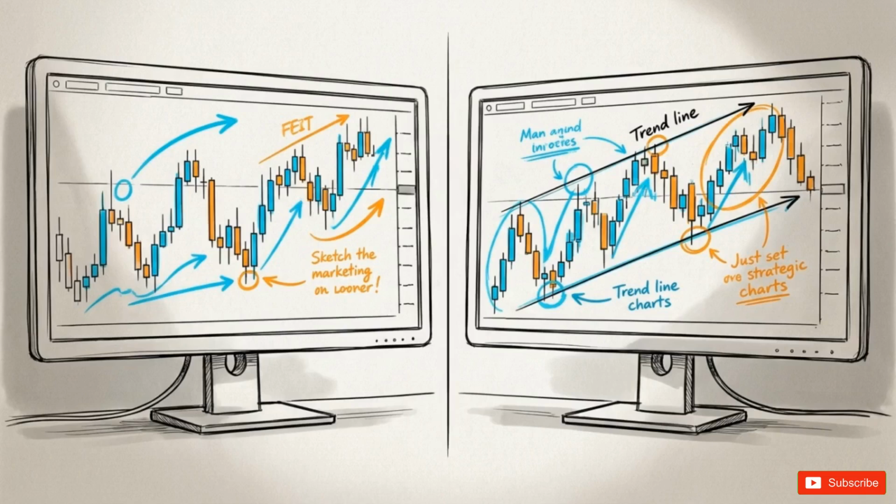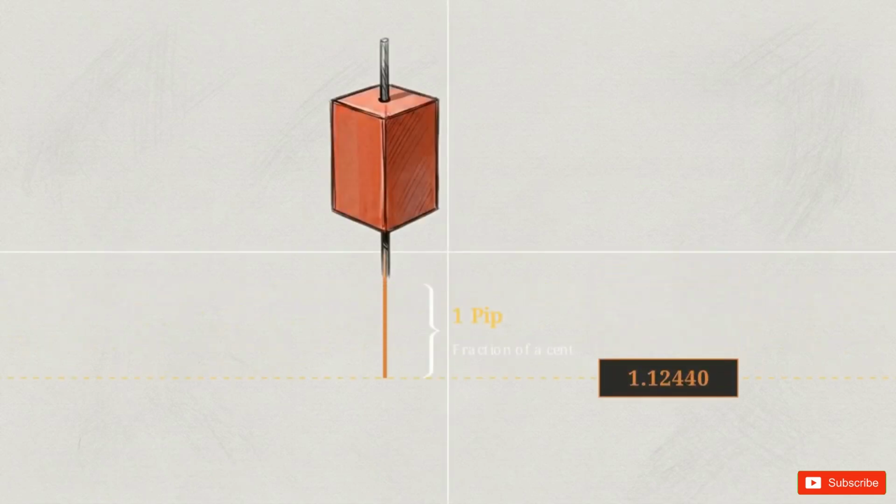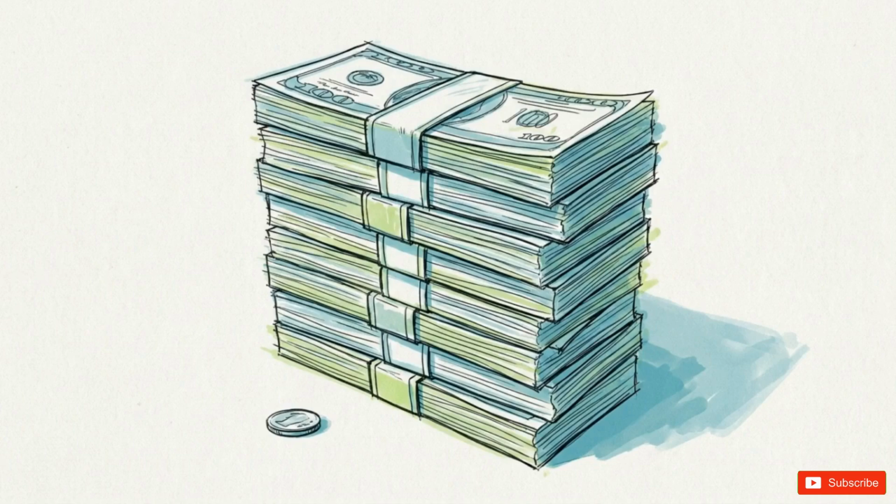Imagine two traders looking at the exact same currency chart. The price drops by a tiny fraction of a cent. One trader loses $3,000, while the other loses roughly 30 cents. How is that mathematically possible? The difference between them has nothing to do with which specific currency they chose to trade. The difference is the actual volume of money they bought.